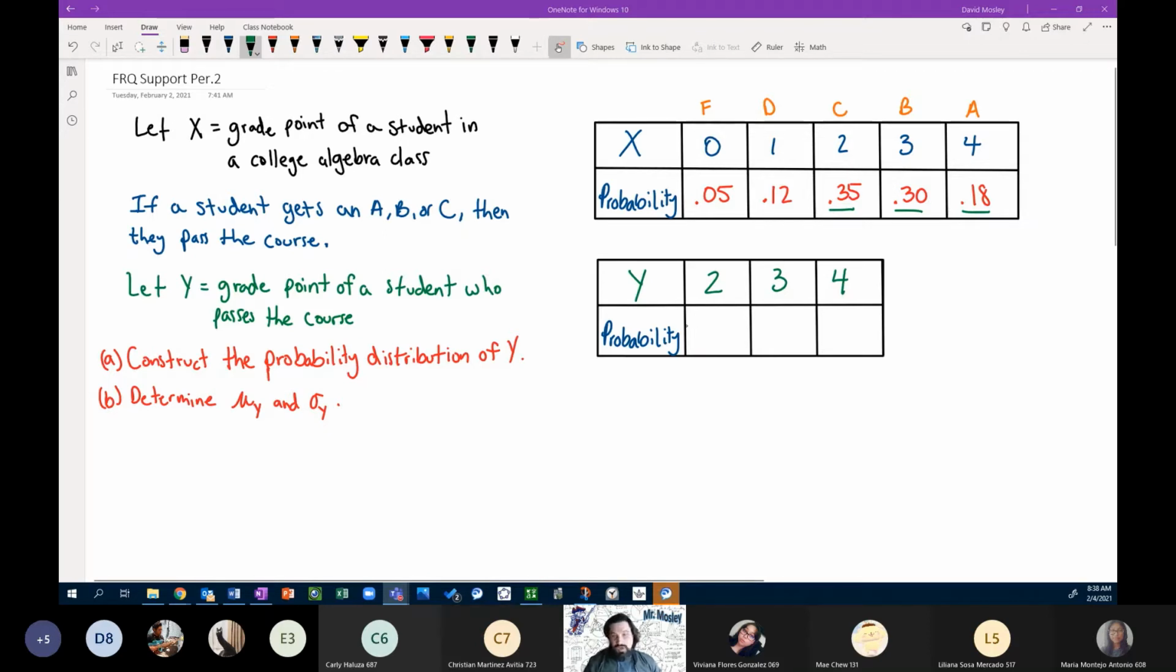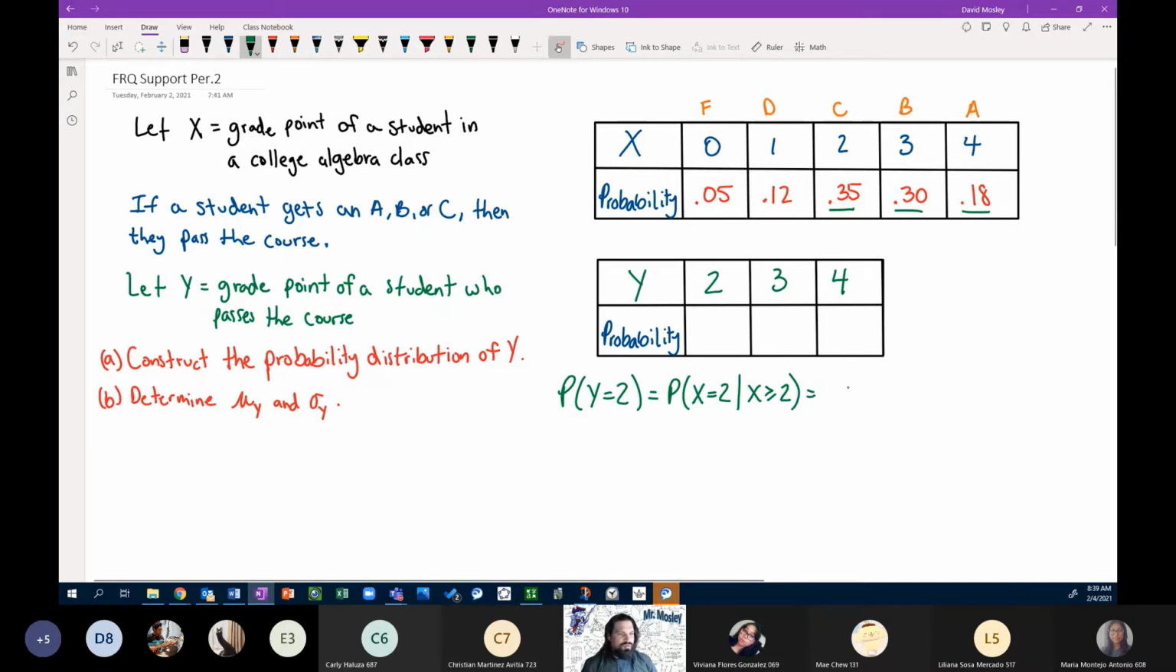So in order to actually properly calculate this, we need to do a conditional probability. We have to account for the fact that only a portion of my original sample, so to say, is what I'm considering. What that looks like is, we'll start with Y equaling 2: the probability of Y equaling 2 is equal to the probability of X equaling 2 given that the student passed the course, and that means that X was greater than or equal to 2. So this is our conditional distribution, right?